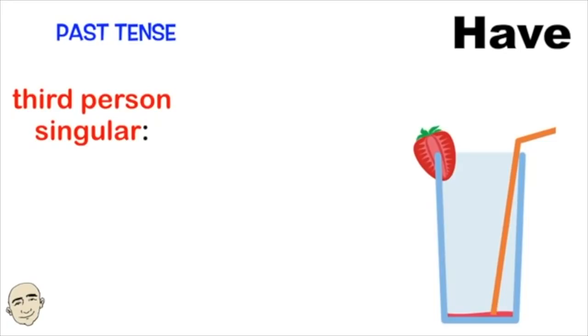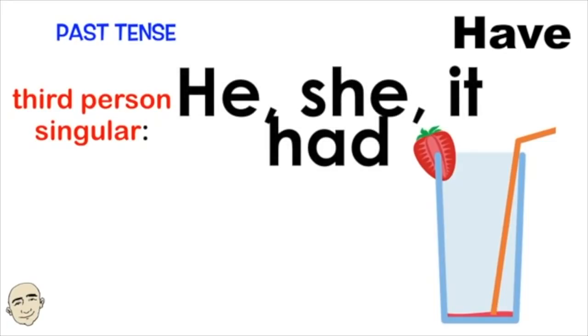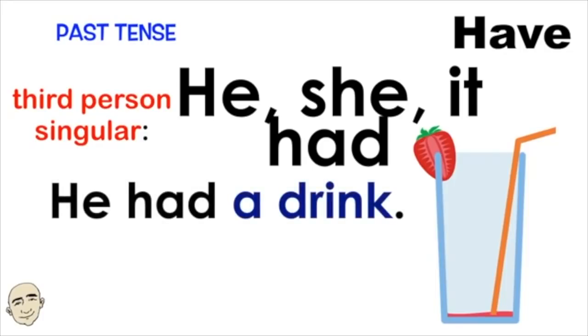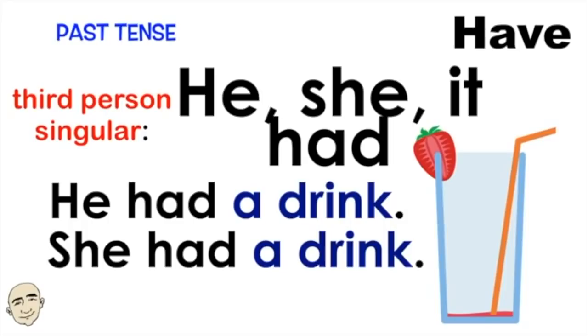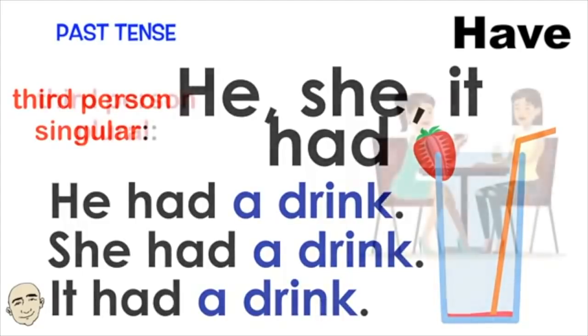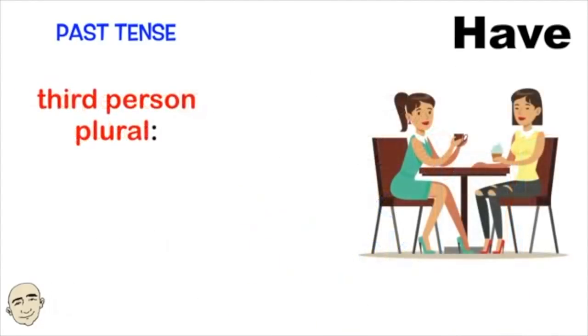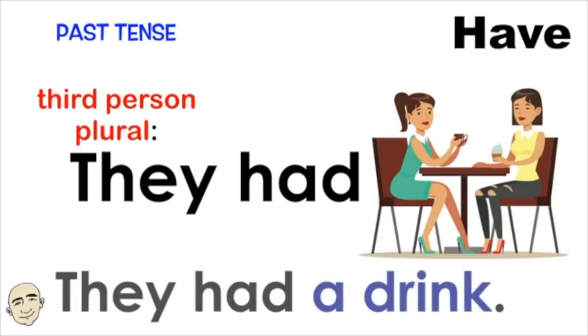Third person singular. He had, she had, it had. He had a drink. She had a drink. It had a drink. Third person plural. They had a drink.